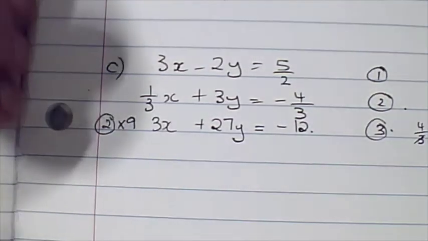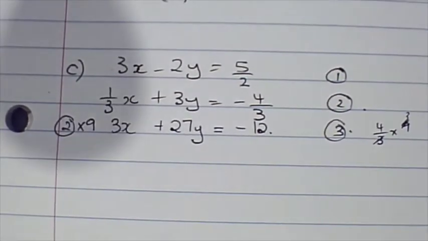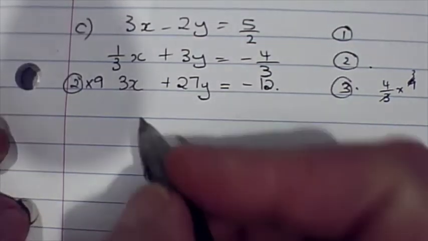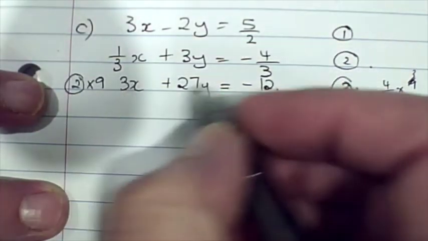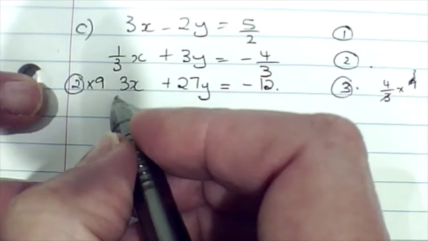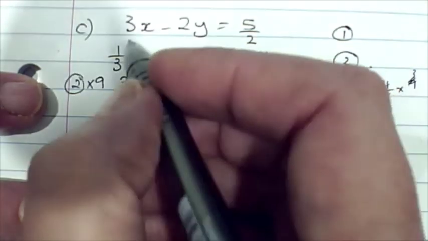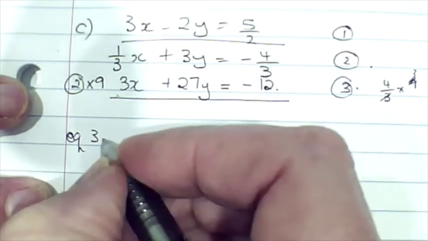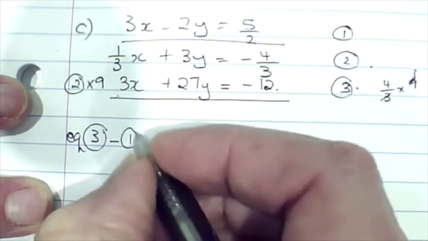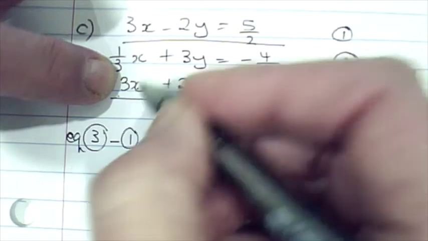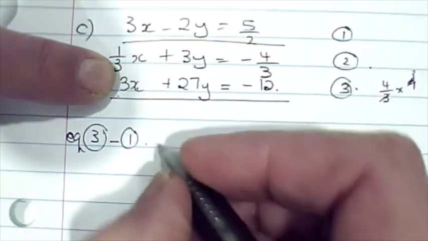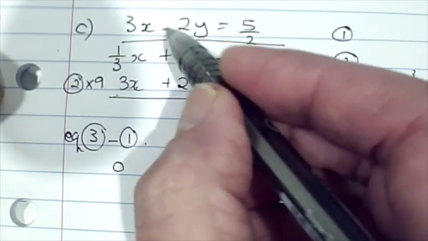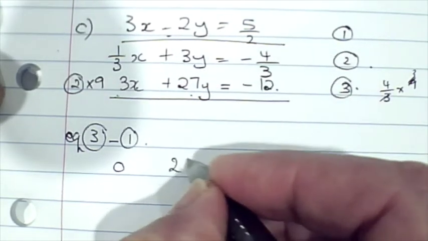Okay, you can just see I did a little bit of fractions over there. I know, fractions are our friends. So now what I'm going to do is I am going to subtract this one and this one. So I'm going to go equation 3 minus equation 1. So it's 3x minus 3x, which is 0. 27y minus 2y is 29y.